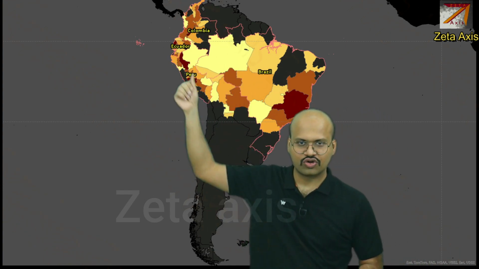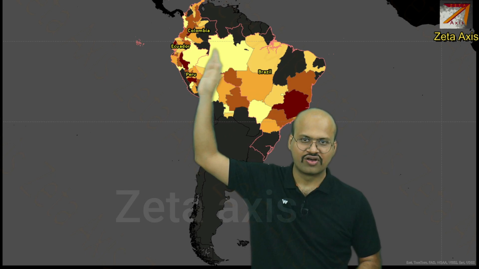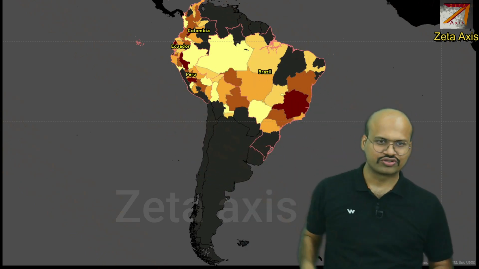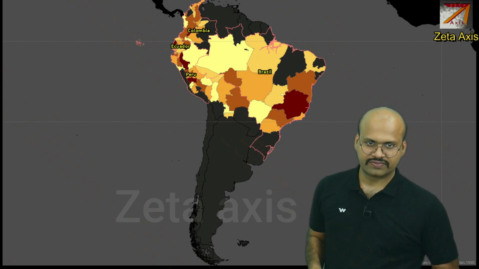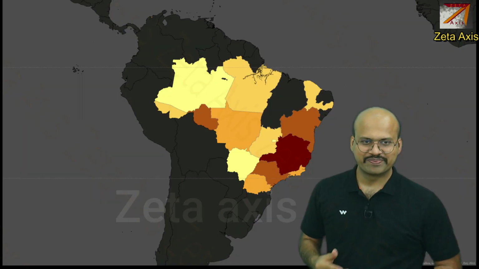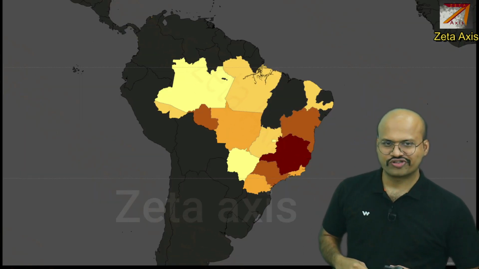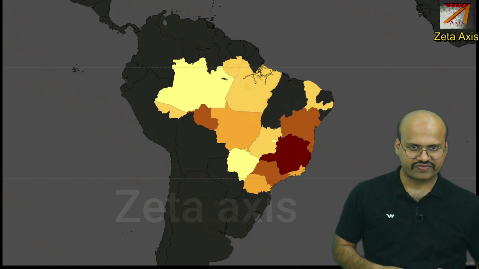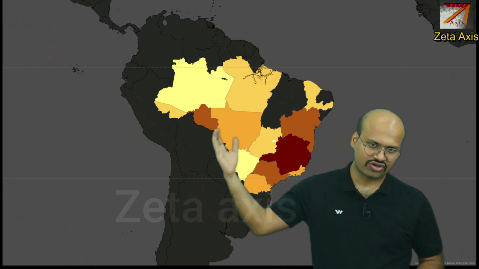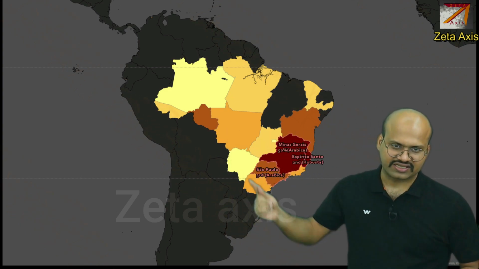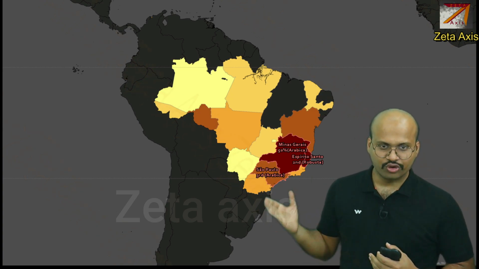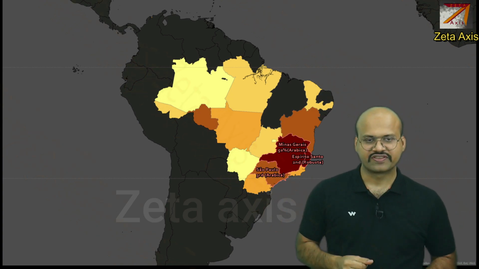So Colombia, Ecuador, Peru, they produce coffee and they are on the western coast of South America. Here Brazil has a very significant portion where coffee is produced. So let's see the coffee producing region in Brazil. Now coffee is produced in Brazil across all the states. Almost all the states of Brazil produce coffee, but the highest concentration is in the eastern states. These are the states of Brazil which produce most of the coffee. In fact, there are ports here dedicated specifically for coffee.